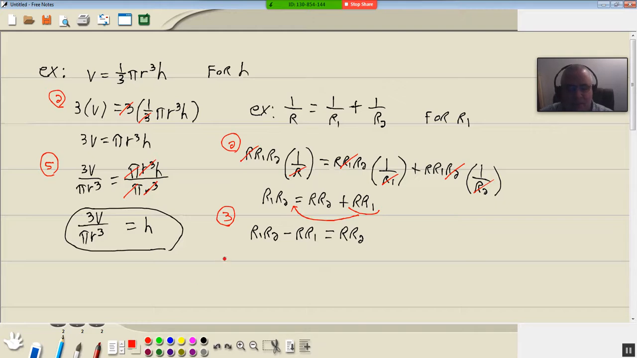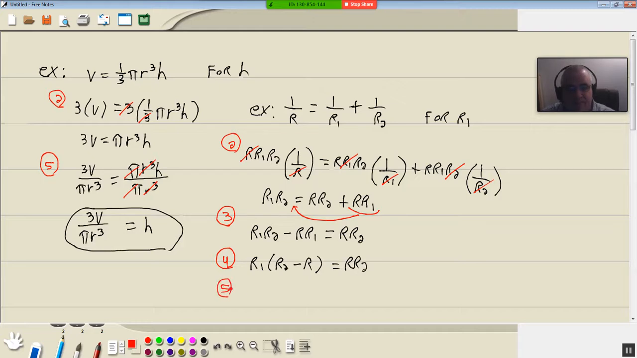Step 4. If possible, factor out the variable you're solving for. We're solving for r1, and I said you'll have 2 or more of that variable. See how we have 2 r1s? So we're going to factor out an r1, and that gives us r1 times r2 minus r is equal to r2.